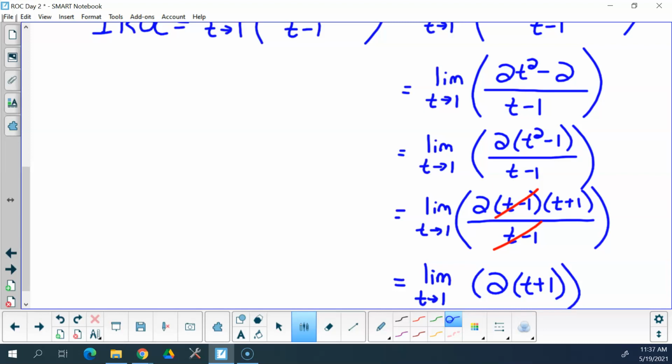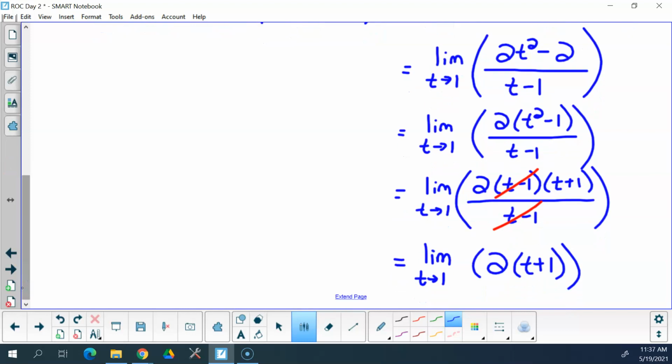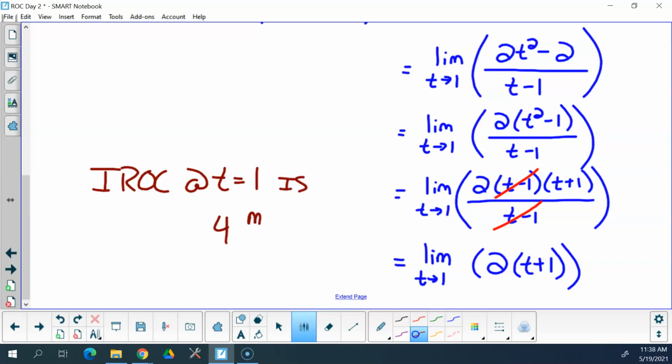Do I have the opportunity to divide by 0 now? No. So I can send, April, I can send t to 1, right? If I send t to 1, 1 plus 1 is 2. 2 times 2 is 4. So my IROC at t equals 1 is 4. Did that answer your question, Sokol? Yeah.